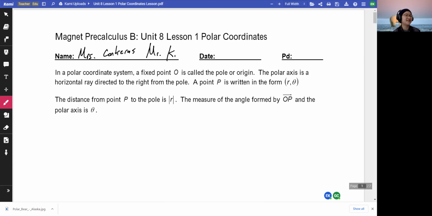In a polar coordinate system, a fixed point O is called the pole or origin. The polar axis is a horizontal ray directed to the right from the pole. A point P is written in the form r, theta. The distance from point P to the pole is the absolute value of r. The measure of the angle formed by OP, the ray, and the polar axis is theta.